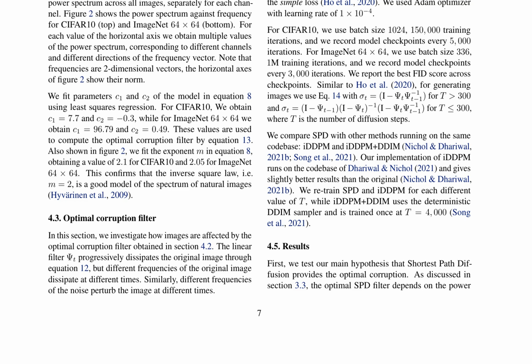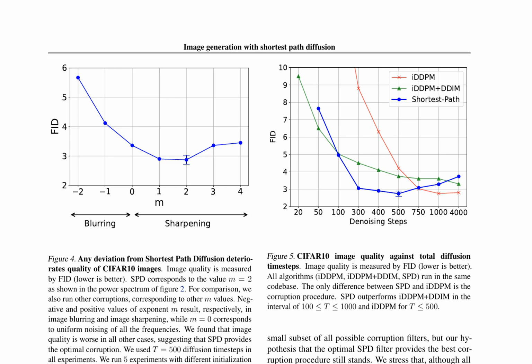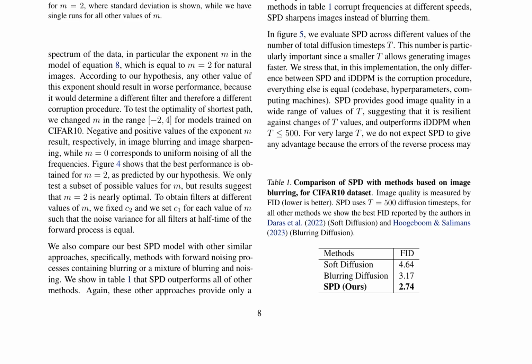They show that lower frequencies change earlier and higher frequencies change later during the corruption process, resulting in image sharpening and noise deblurring. The paper also compares SPD with other methods, including IDDPM and IDDPM plus DDIM, and demonstrates its resilience across different diffusion time steps. The results suggest that SPD outperforms other methods in terms of image quality, measured by FID, and is nearly optimal for the given parameters. The authors stress the importance of the optimal corruption filter in achieving high-quality images and highlight the benefits of using SPD for image generation tasks.